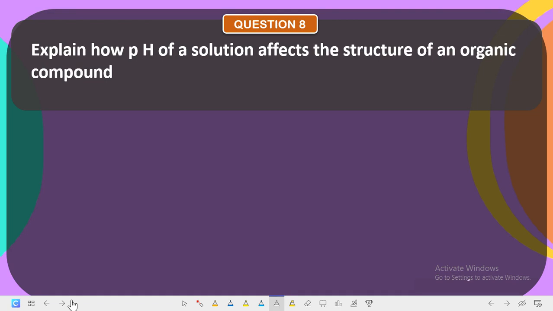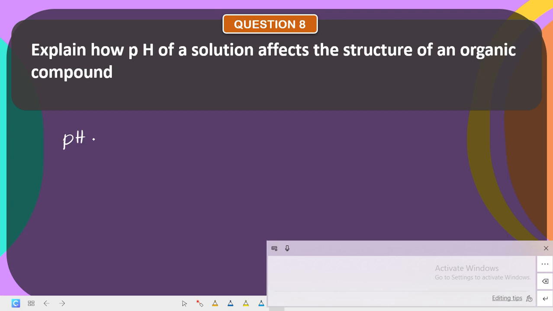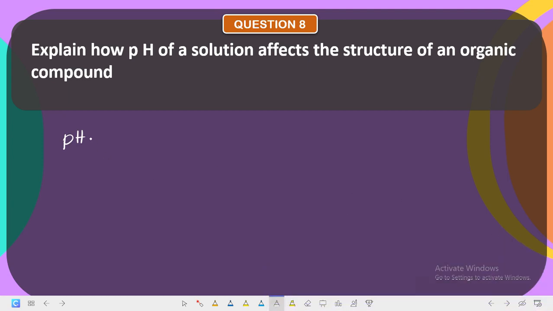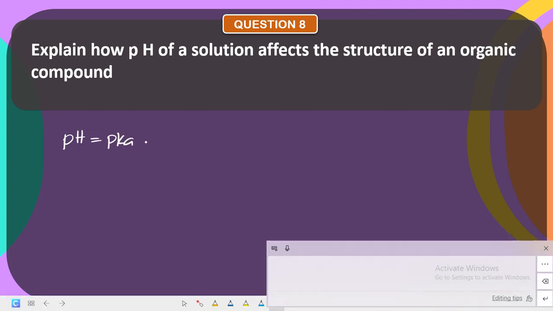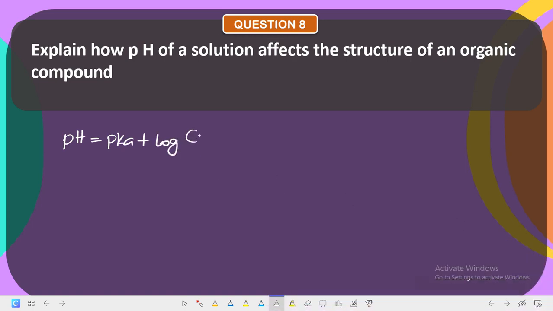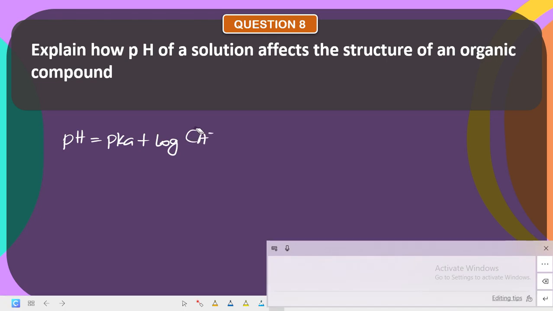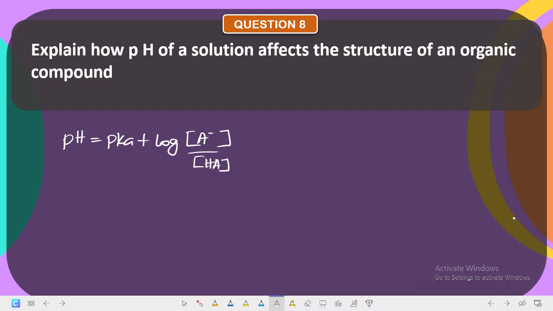Now, the pH will determine if the compound will be acidic in a mixture or basic in a mixture. We have to use the Henderson-Hasselbalch equation to explain this. The equation states that pH is equal to pKa plus log A minus all over HA. Now, what is the significance of this equation?